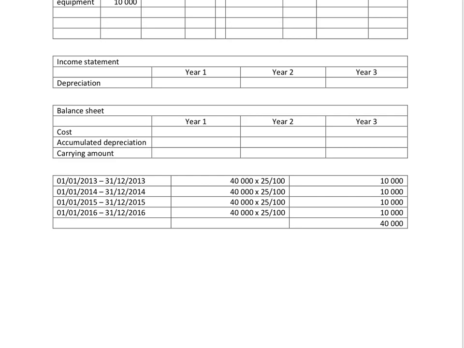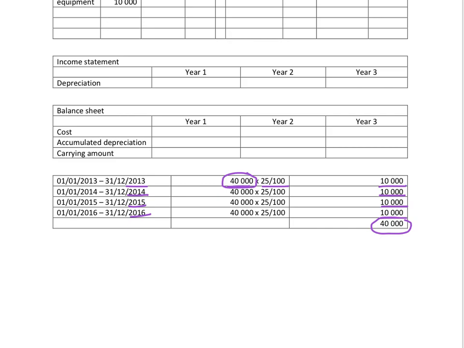If we decide to write off depreciation on the cost price at 25%, it means that we will write off at the end of 2013 the cost price of 40,000 times 25%, and that will give me 10,000 Rand. At the end of 2014, we will write off 10,000 again. At the end of 2015, we will write off an expense of 10,000, the same in 2016. So at the end of 2016, when we've used this asset for 4 years, the accumulated depreciation will be equal to the cost price that we originally paid for the asset.